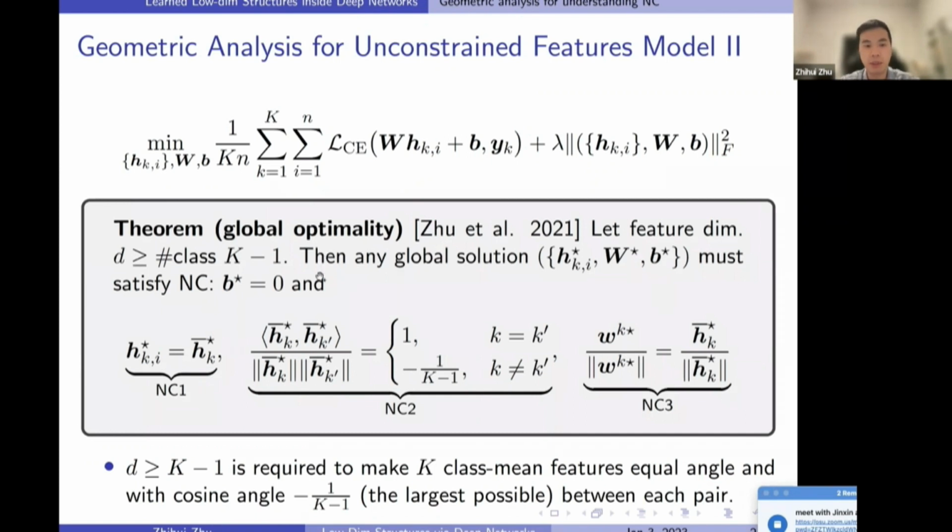In particular, the bias will equal 0, and the features will collapse to a single point for each class. The class mean features between each pair have the largest possible angles, where the cosine of the angle equals negative 1 over K minus 1. And the classifiers are well aligned with the class mean feature vectors. Again, D larger than or equal to K minus 1 is required to ensure the simplex ETF solutions, as we mentioned before.